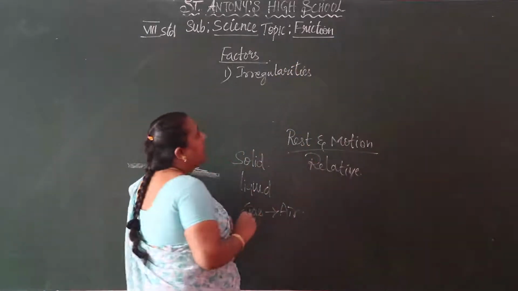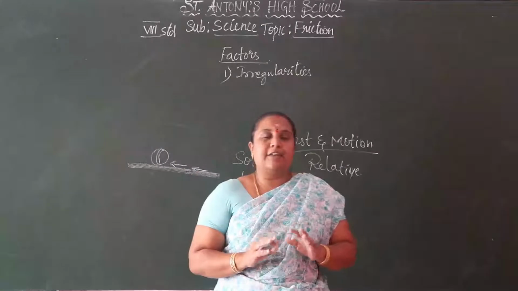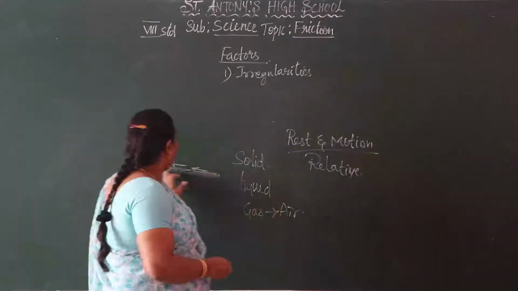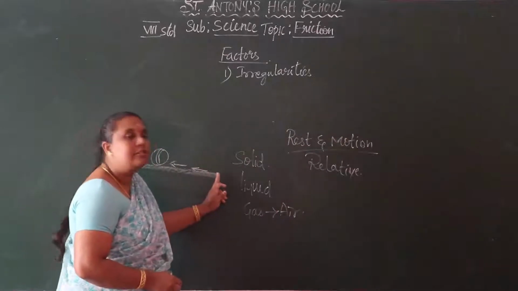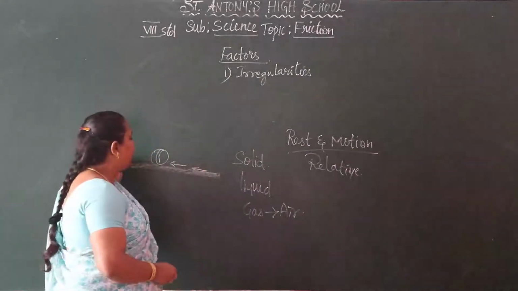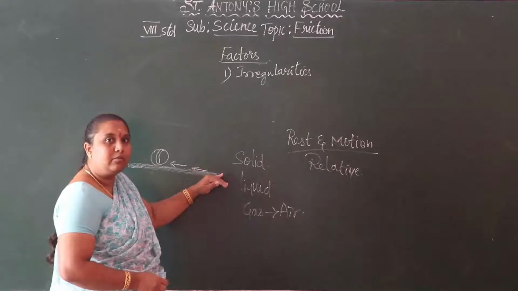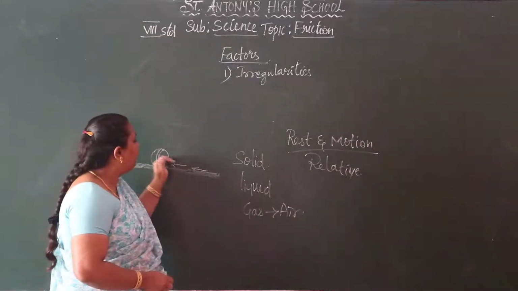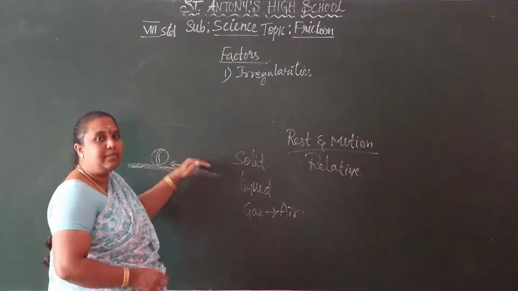The irregularities on the surface of the object. What do we mean by irregularities? Here the surface is very smooth, isn't it? It is very smooth and regular on the ground, so we can say the ball is moving in the same direction.